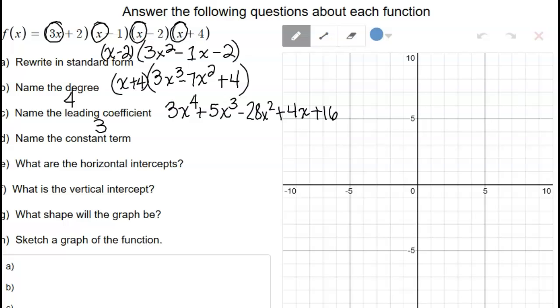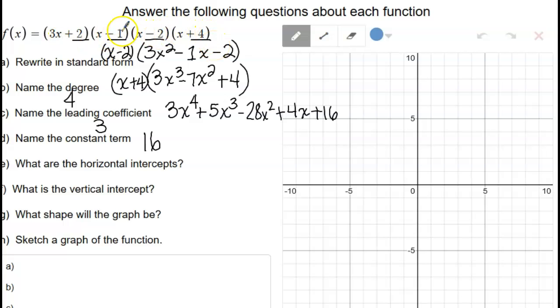The constant term, if you want to do it from factored form, you can multiply all of the constants together. So 2 times negative 1 times negative 2 times 4, or you can look at this one right here, which would be positive 16. The horizontal intercepts, you get those from the factored form. So this one here is going to be a little bit tricky, so we're going to do this one last. We're going to do these 3 first.